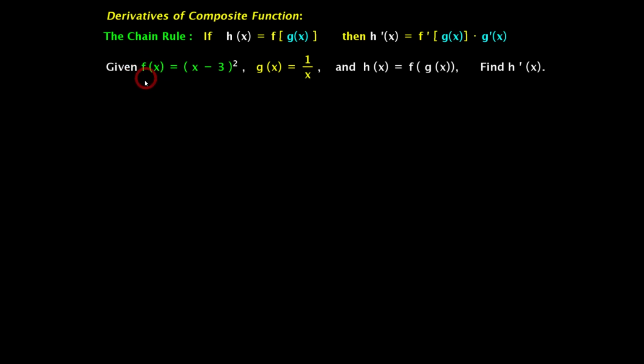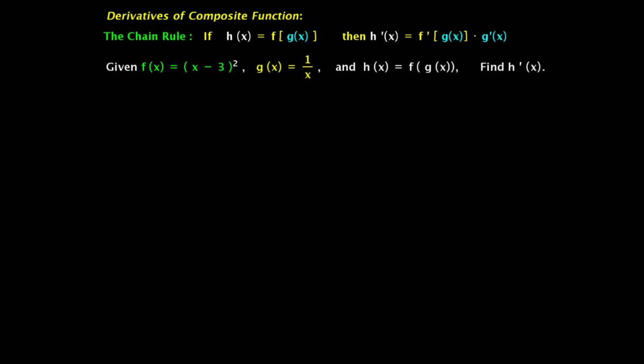Given function of x, first thing is we have to be very careful. f of x is this value. g of x is another value. h of x is another value. h of x is a composite function, a function of the g of x. We can get the information of g of x from here. We have to find h prime of x.